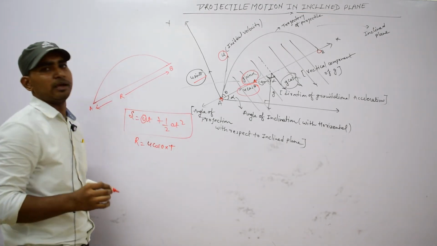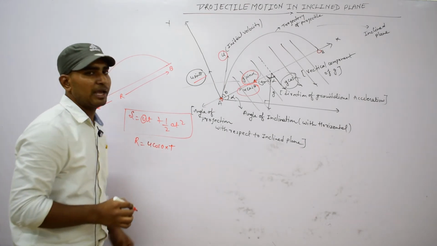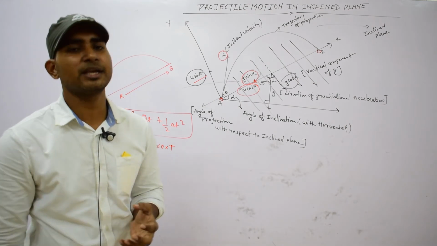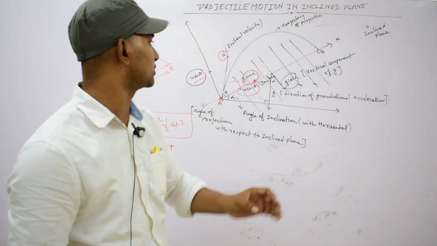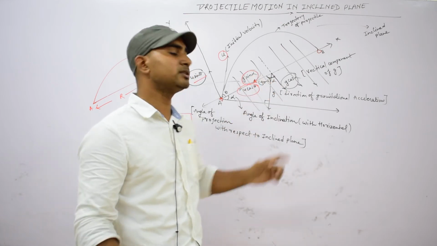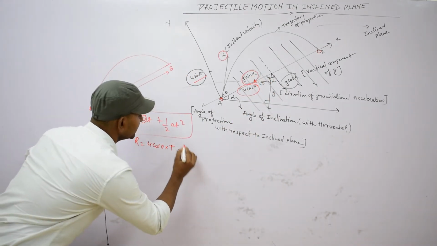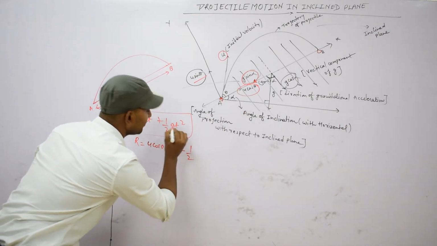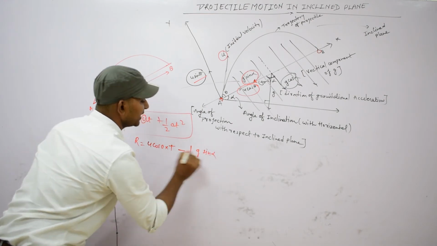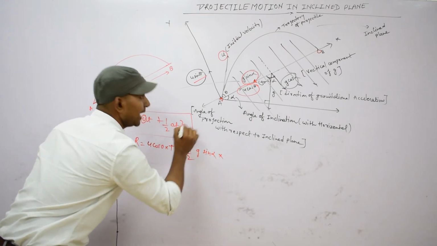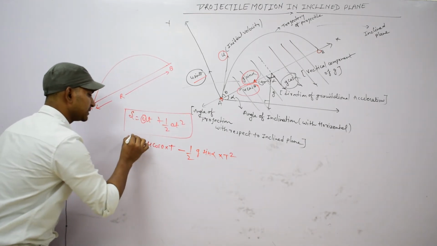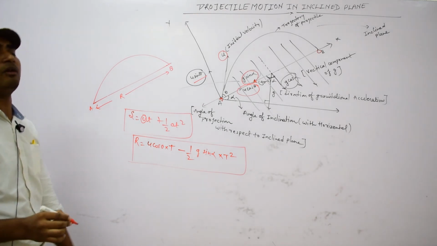Now plus half a, this is the important point. If there is acceleration, then we can use plus a, but this is a case of retardation, as I explained earlier also. The body is moving from A to B, so this will act as the retarding factor, which means I have to use minus half, and in place of a I am using g sin alpha. So minus half g sin alpha into the flight time, that is t square. This is the standard equation by which we can get the value of R.